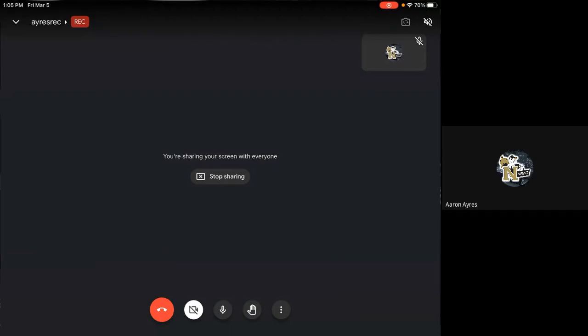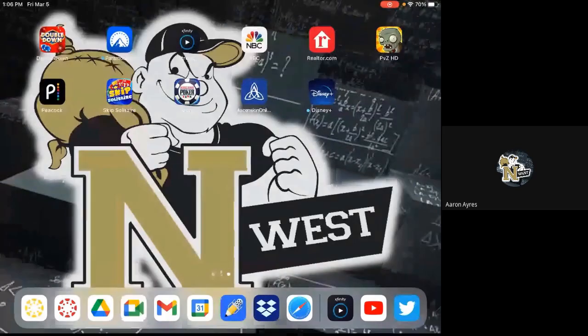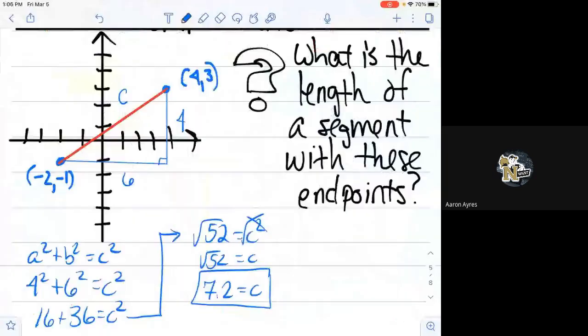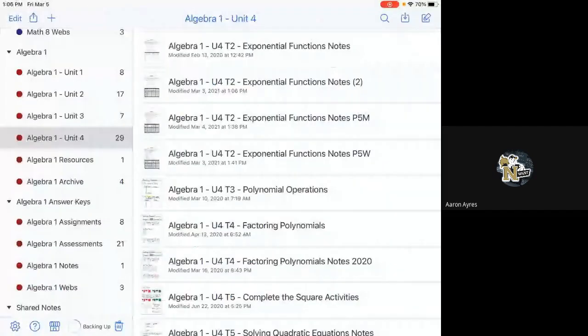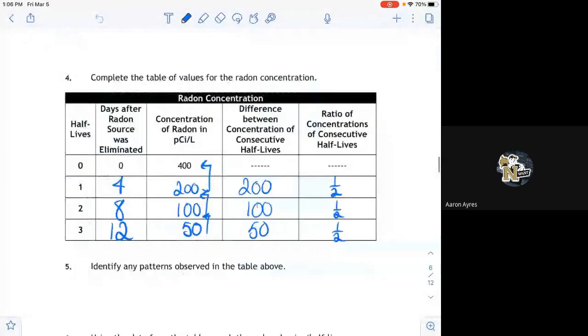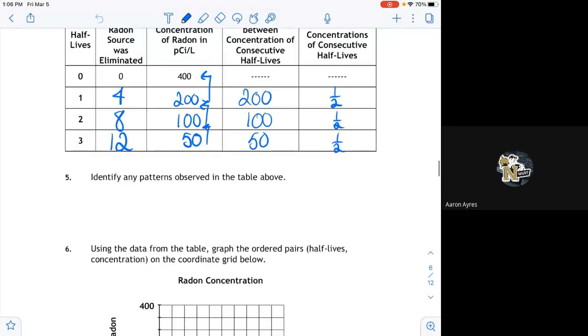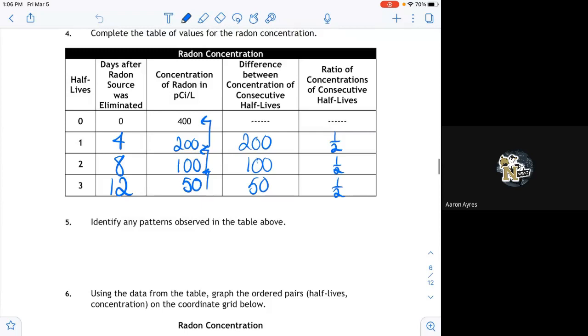All right. So I'm going to pull up the notes from Wednesday. Okay. I'll pull them up here as well. All right. So we were talking about this whole idea about the radon concentration, right?